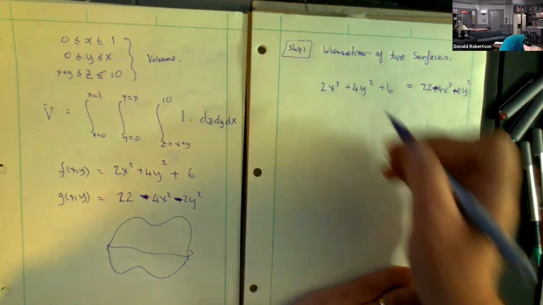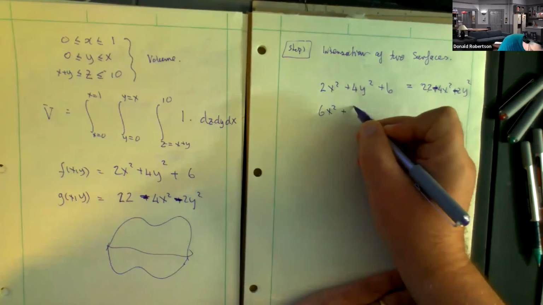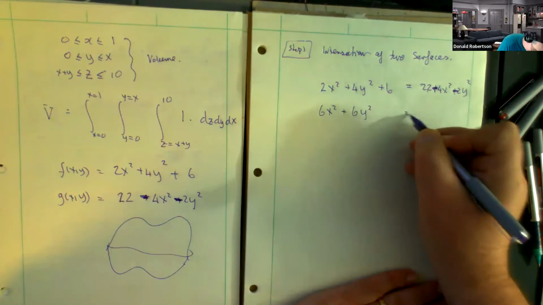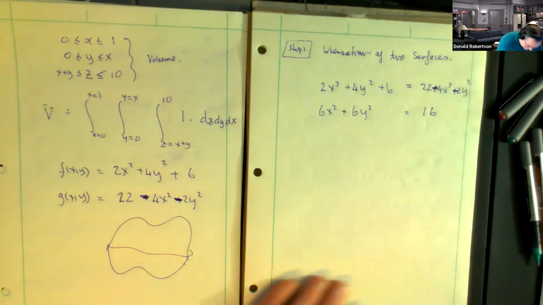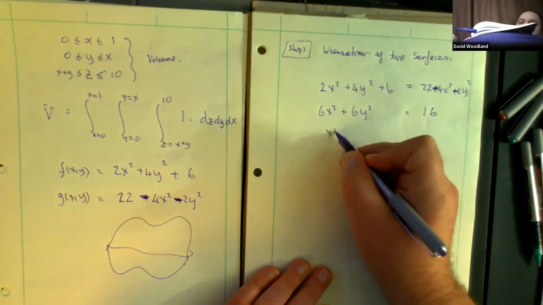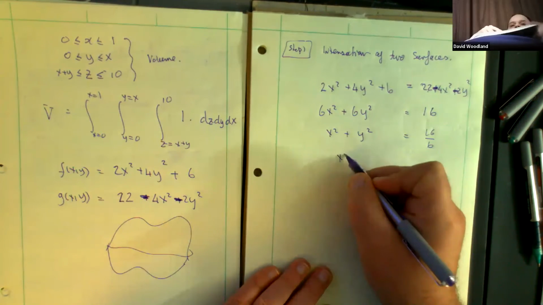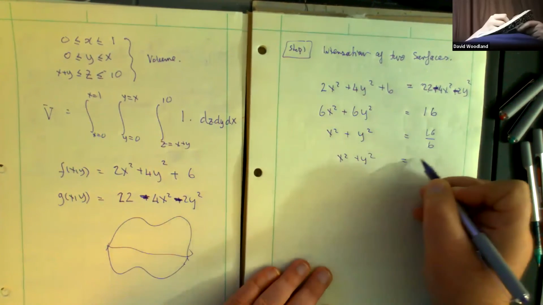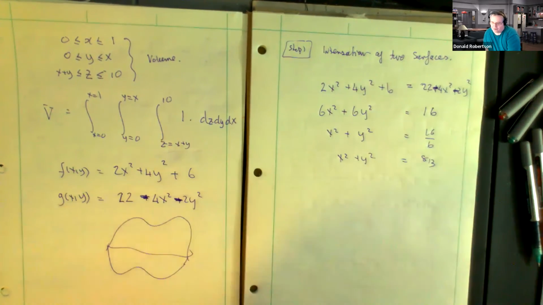If you add 4x squared to each side and you add 4y squared to both sides and you take away 6 from both sides, you get that. And that ends up being x squared plus y squared equals 8/3. Okay, it's not the best answer in the world, but do you see a circle of radius root 8/3? And I'm not going to play about to try and make that number nice now.